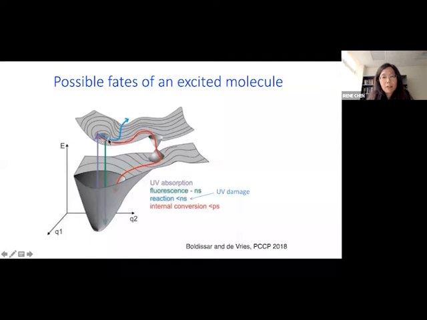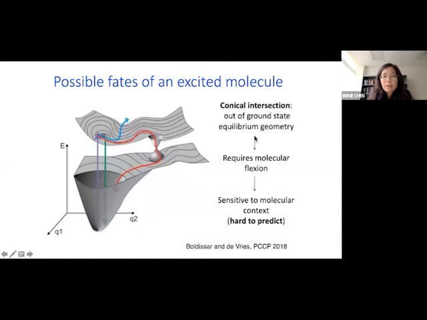Or the other way to dissipate this energy is through a process called internal conversion. And this is through some molecular flexion that happens to get the molecule into a conformation where the energy landscape of the excited state intersects with the energy landscape of the ground state. So the molecule can then re-enter the ground state. So these are so-called conical intersections, and they're out of the equilibrium geometry. So it requires some kind of flexion in the molecule.